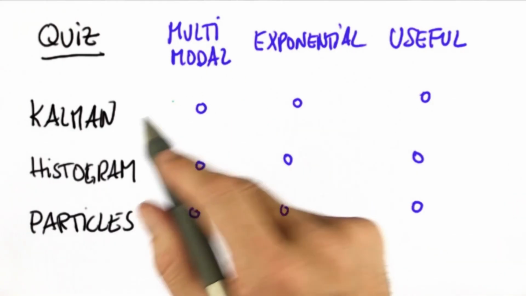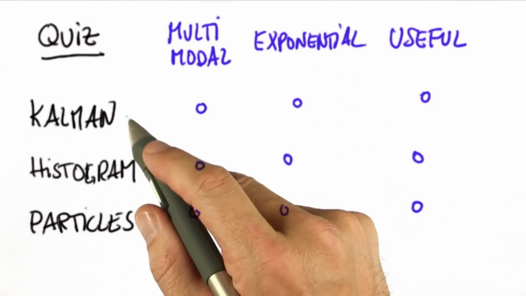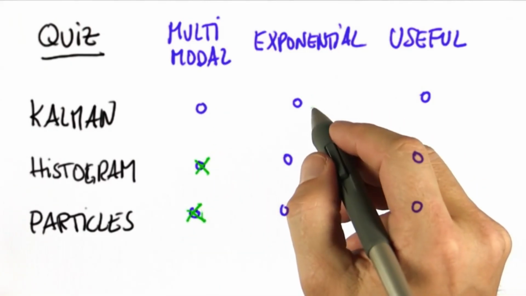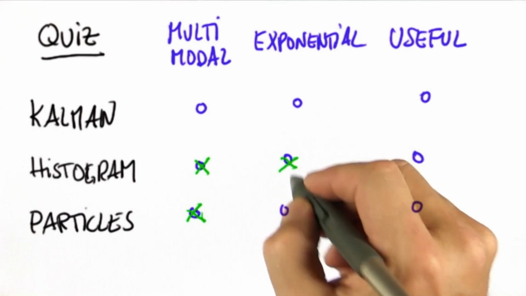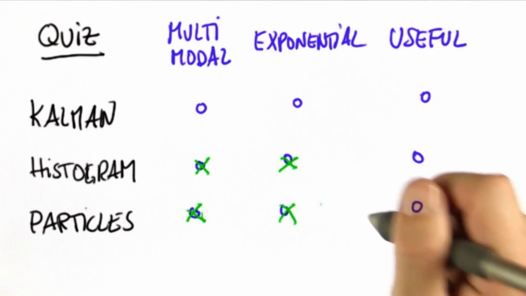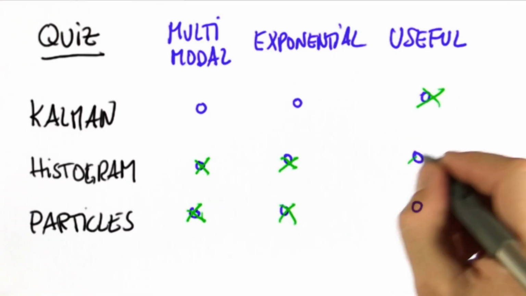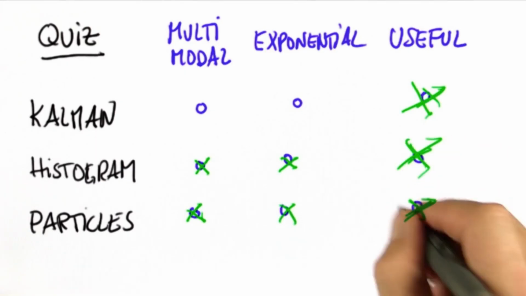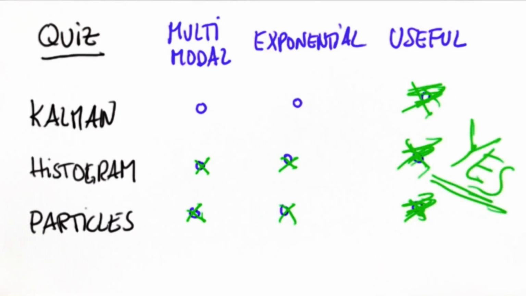And of course, we learned that the Kalman filter is unimodal, just a single bump, whereas histograms and particles can have multiple bumps. The Kalman filter was more efficient than the histogram and the particles, that both require exponentially many units in the number of dimensions in the worst case. And yes, they're all extremely useful. Super, super useful, in case you didn't get this from the class.